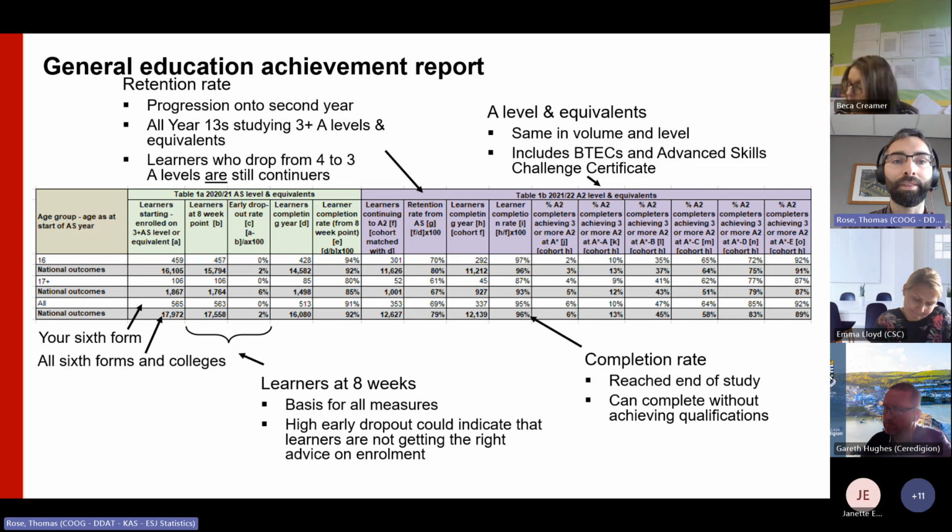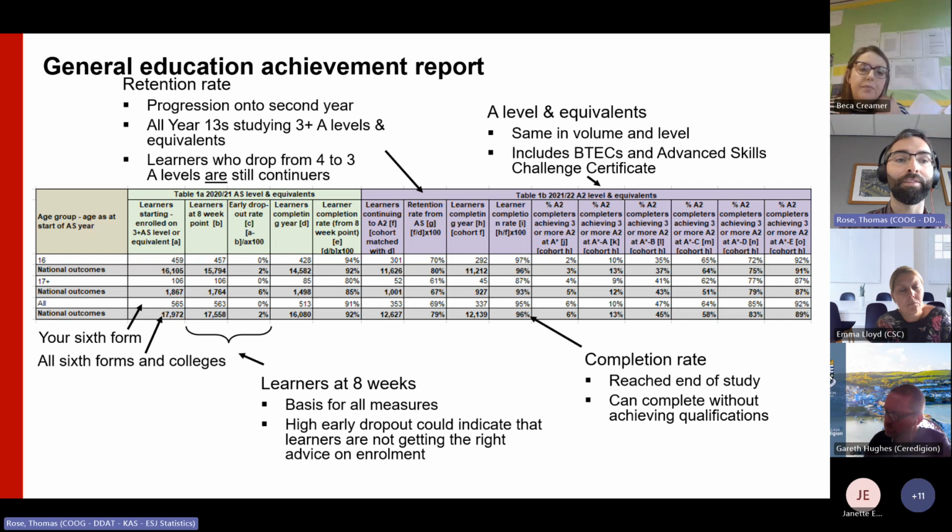The most important thing to understand is this learners at 8-week point. The basis for all the measures is the number of learners who are on their AS 8 weeks in. This is to give some flexibility, chance for learners to move around and find the program that's right for them. If they move in the first 8 weeks, then they just get removed from all the other parts of the measures. And the only place they'll show up is in the early dropout rate. If your early dropout rate is very high, then this is perhaps suggesting that learners are not getting the right advice and they're taking programs that are not suitable to them and having to move very quickly.